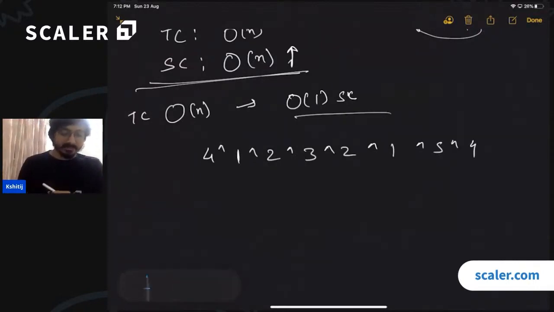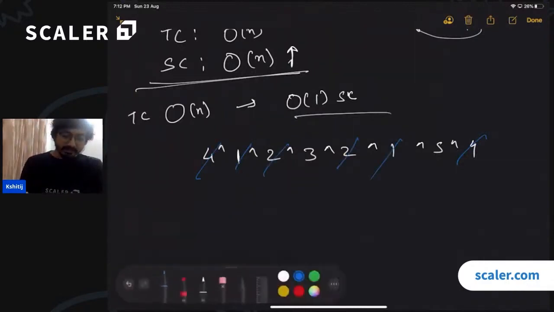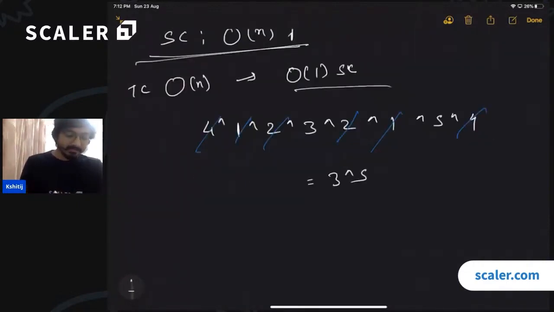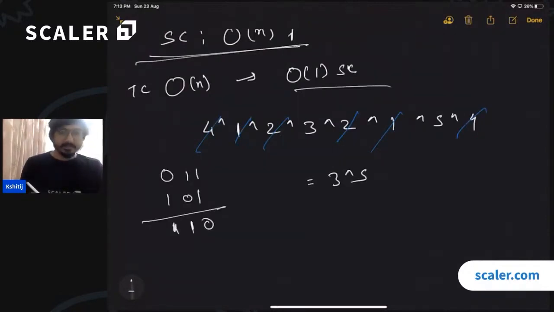4 and 4 cancel out each other. 1 and 1 cancel out. Then 2 and 2 cancel out each other. So in the answer, you will be getting 3 XOR 5. What is 3 XOR 5? 3 is this, 5 is this. So you will be getting 0, 1 and 1. Right, so you will be getting a 6.